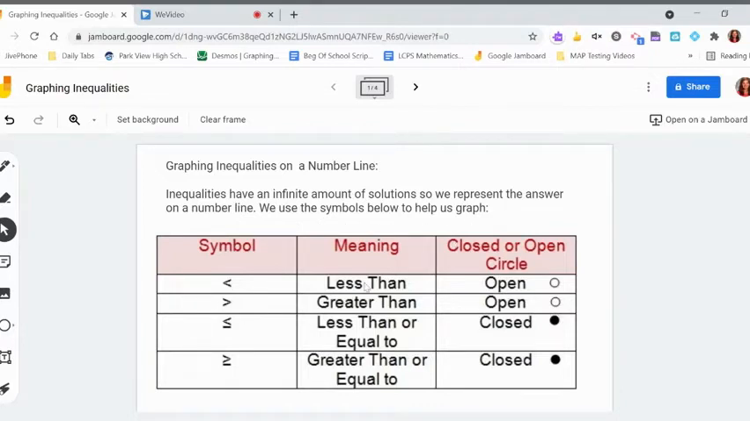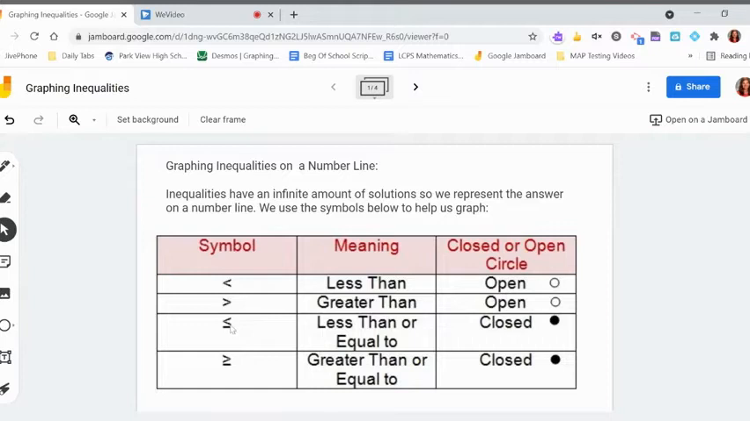This symbol here means less than, so we're going to put an open circle. When you have less than or greater than, your solution's not actually equal to that number. It's less than it or greater than it. So for both of those, you're going to put an open circle.